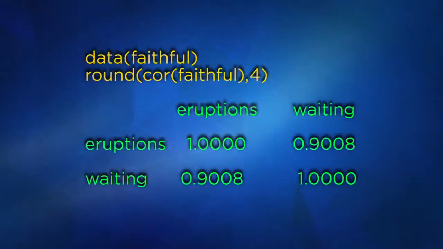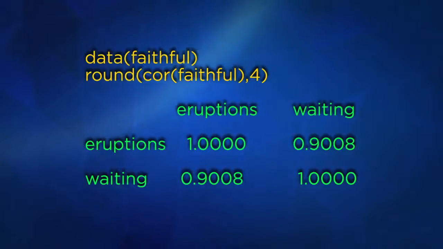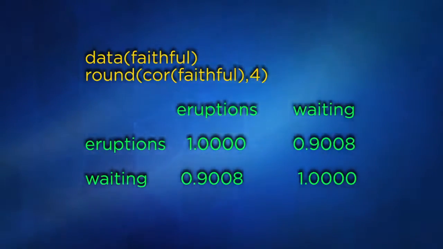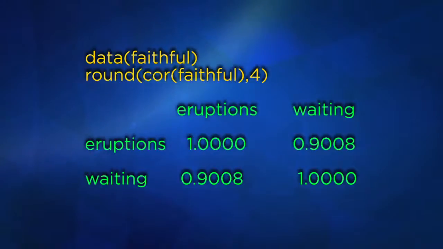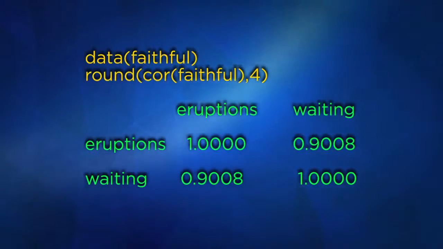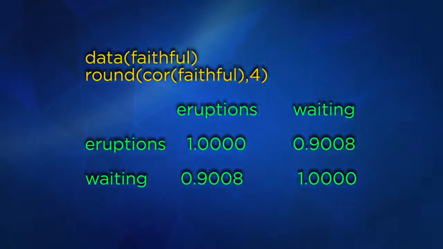Now in the first column, you see that eruptions is perfectly correlated with itself, right? And it's also pretty highly correlated with waiting, at a value of around 0.9. This second column, likewise, gives you the correlation between waiting and eruptions. And the correlation between waiting and itself is 1. So whenever you look at a correlation matrix, you're going to see ones along the diagonal.